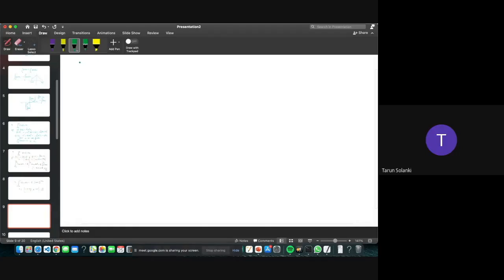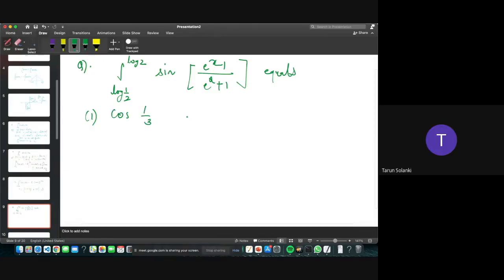Next, I'm giving a question where the limit is from log half to log 2. The function is sin of (e to the power x minus 1) divided by (e to the power x plus 1). The options given are cos 1 by 3, second option is sin half, third one is 2 cos 2, and fourth one is 0. So let us solve.